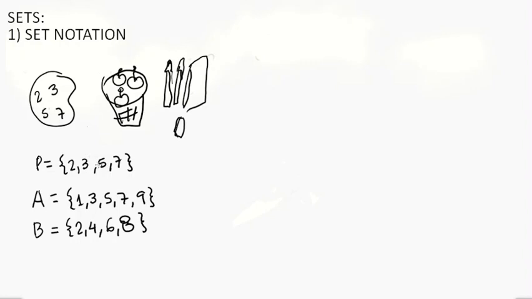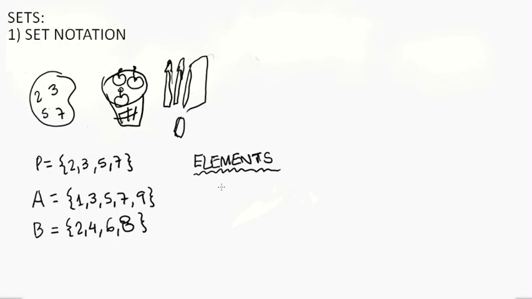Now, each of those numbers which you have here are called the elements. So, if I asked you, what are the elements of set P, you would have to tell me 2, 3, 5, and 7. They are the elements of that set.